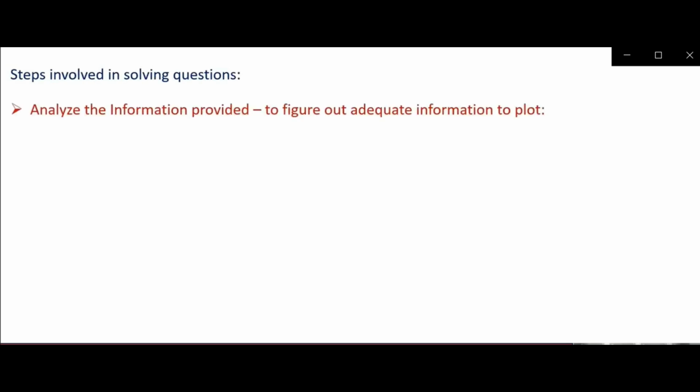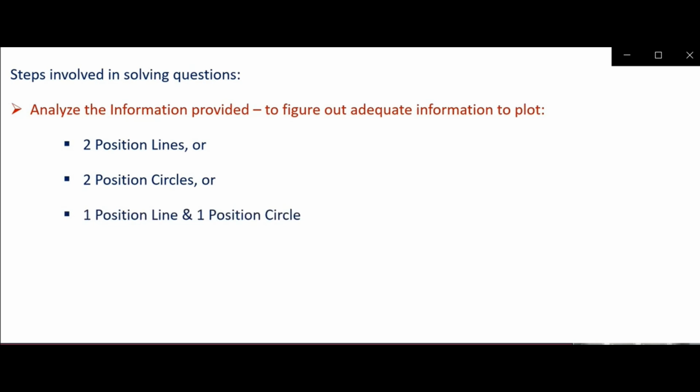In these questions, when we are talking of graphical representation without a chart, then obviously we'll have to either use a graph paper or we'll have to do it on a plain sheet taking a suitable scale. So let's run through the steps involved in solving these questions. First, we'll have to analyze the information that is provided to us to figure out whether it is giving us 2 position lines, or 2 position circles, or else maybe 1 position line and 1 position circle.